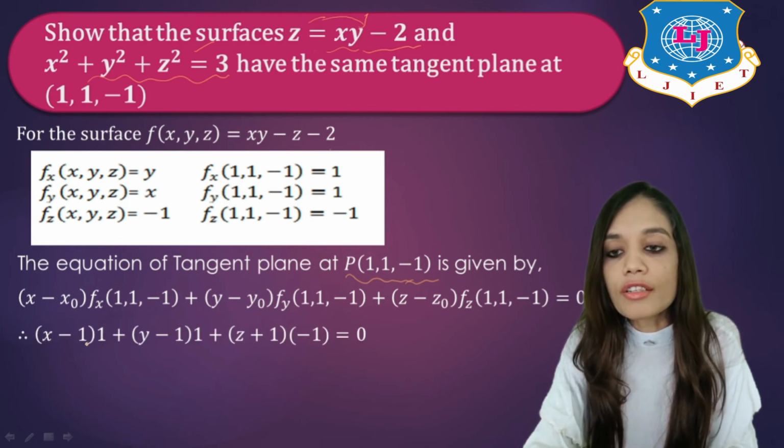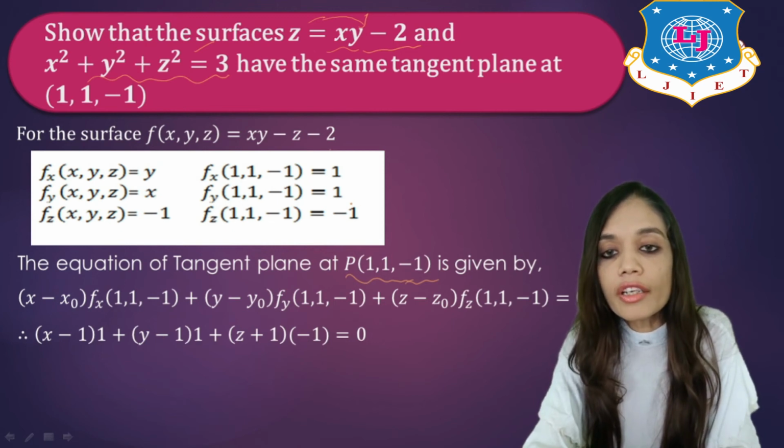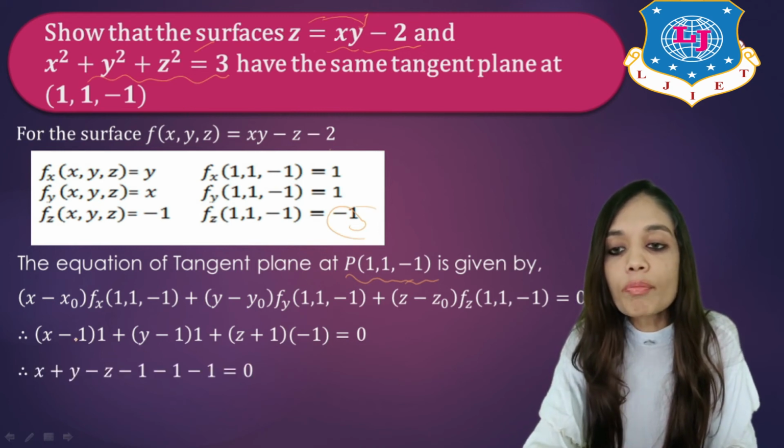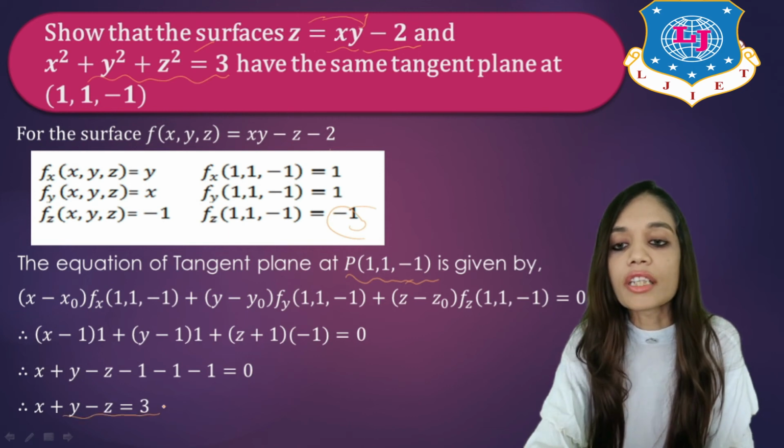So (x minus 1) into 1 plus (y minus 1) into 1 plus (z plus 1), because our z0 is minus 1, so plus (z plus 1) into minus 1 is equal to 0. Finally simplify by opening the brackets. So you will get the equation of the tangent plane as x plus y minus z is equal to 3.